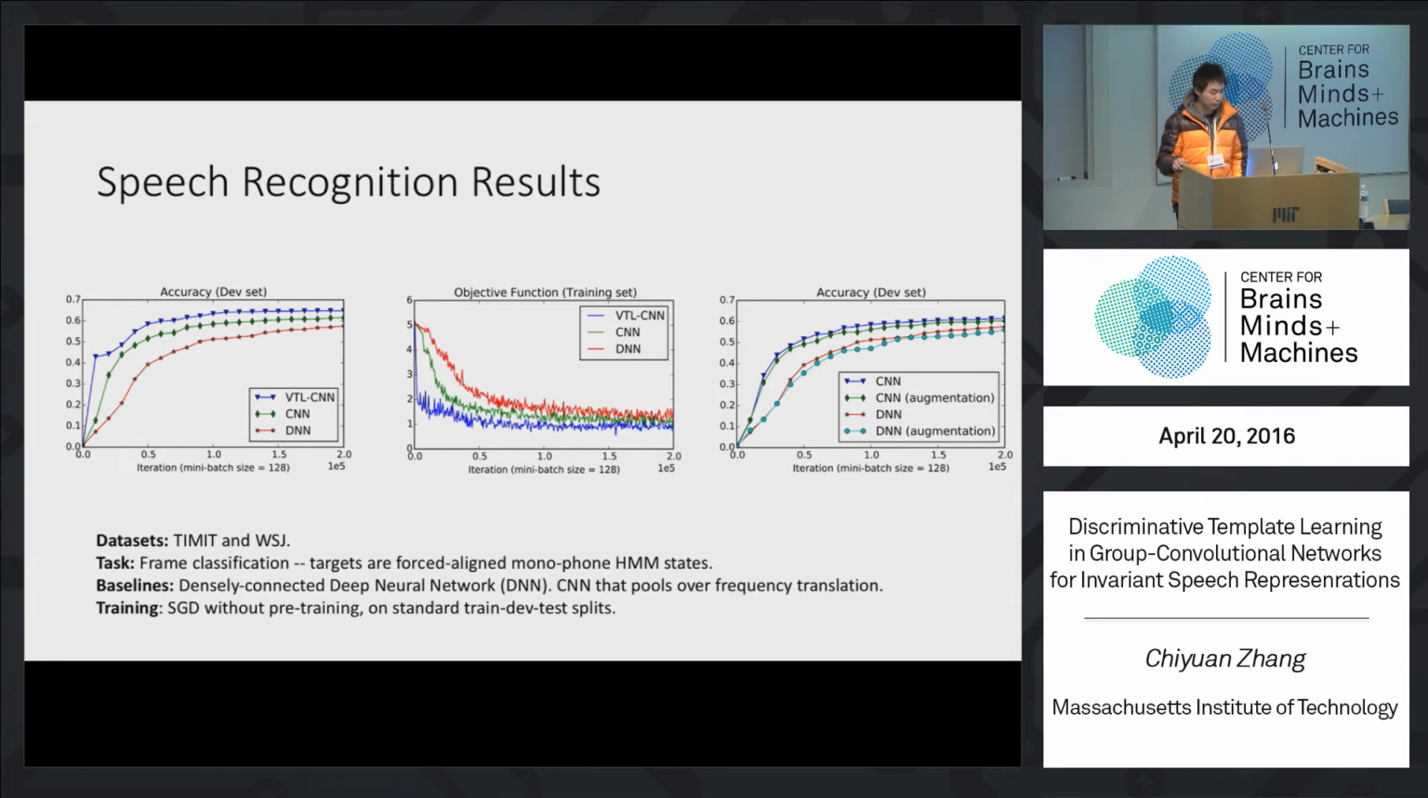So those are some results. Basically, we tried some speech classification on a standard benchmark dataset, and it works pretty well, much better than the models that don't use these invariant representations.